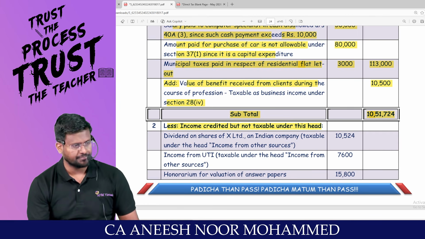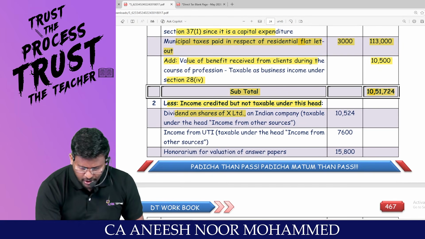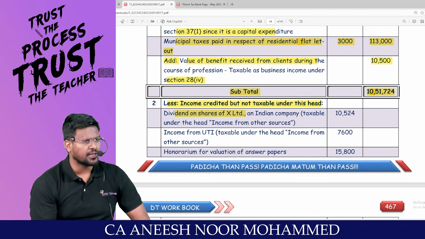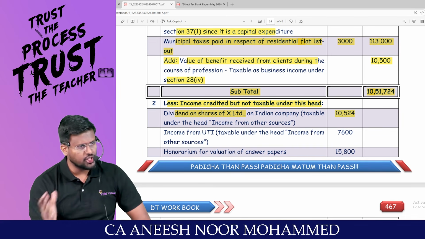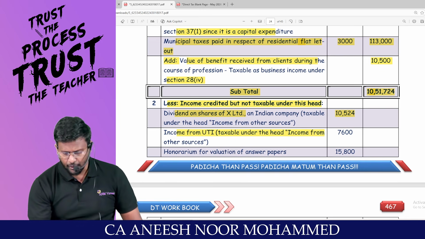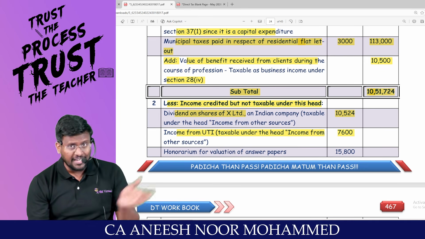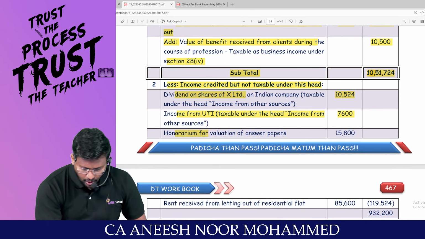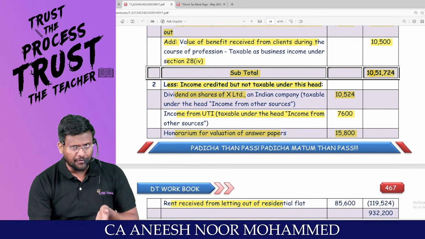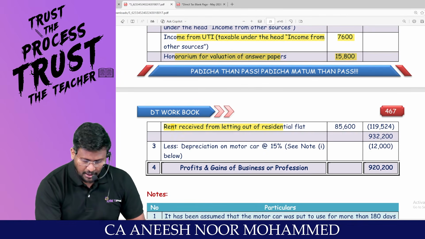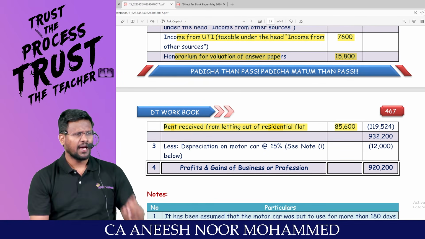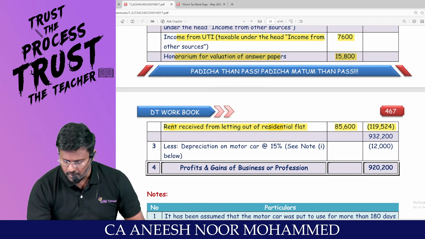Less income credited but not taxable under this head. These are impurity. Like dividend on shares of X Limited. Dividend should be taxable under IFOS. Now it has been credited to PGBP. Removed it from PGBP, shown it under IFOS. Income from UTI should be taxable under IFOS. Now it has been credited to PGBP. Deduct from PGBP, include in IFOS. Honorarium for valuation of answer paper, this is an IFOS income. Deduct from PGBP, include in IFOS. Rent received should be taxable under IFHP. Deduct from PGBP and show it under IFHP. This much you will get.